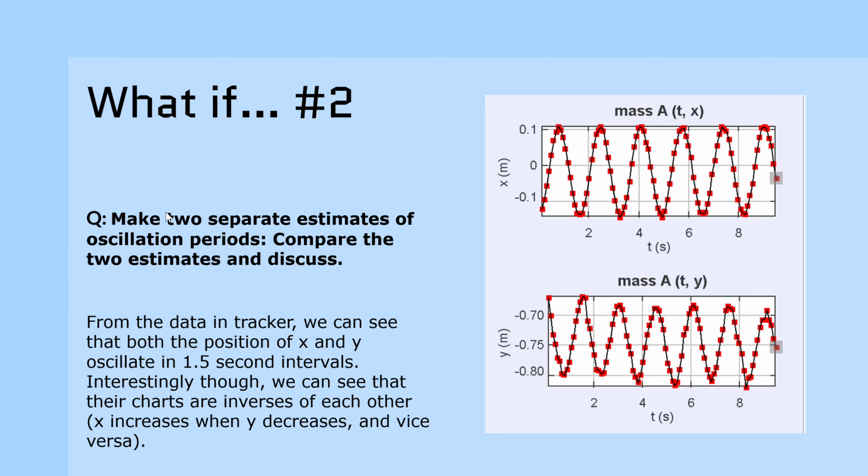The second what-if question is to make two separate estimates of the oscillation periods, compare the two estimates, and discuss. From the data in Tracker, we can see that both the position of X and Y oscillate in 1.5 second intervals. So this first point is at 1.5 seconds, and the second one is at 3 seconds. And this first point here for the Y is at 0.665 seconds, and this is at around 2.2. So we have a 1.5 difference and a 1.6 second difference, and these continue through the rest. So they're alternating in the same period, but following opposite patterns.